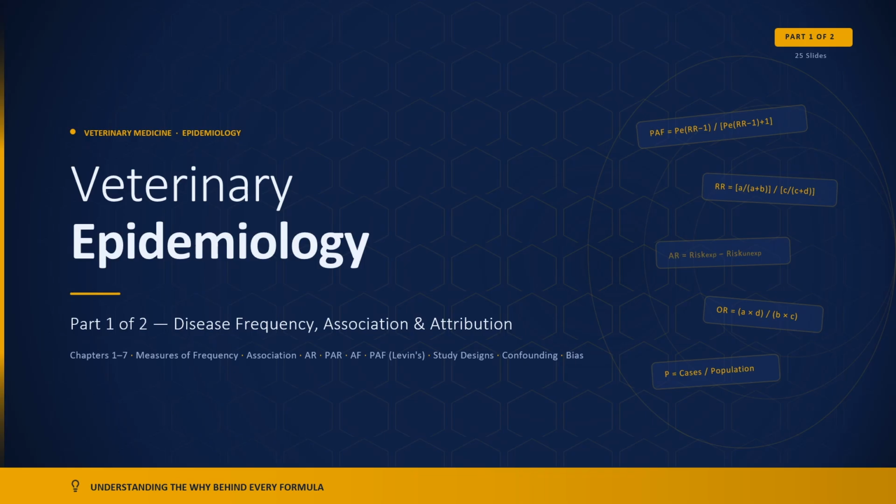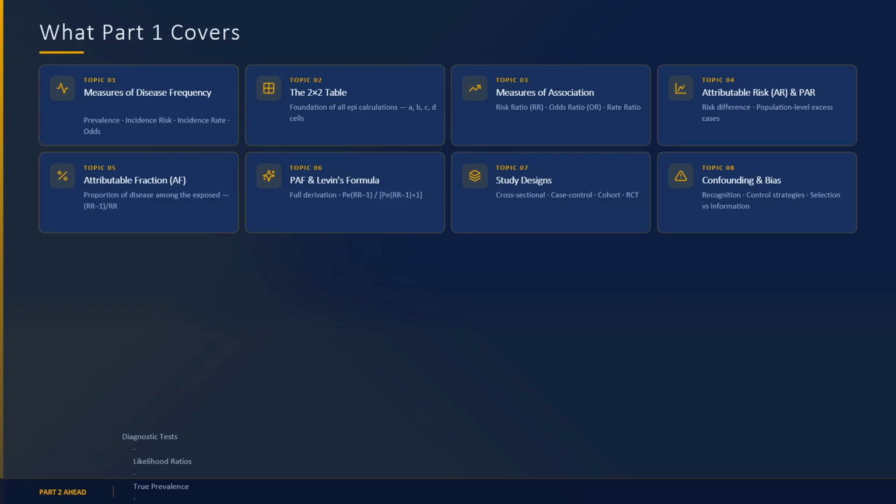Part 1 covers measures of disease frequency, association, attribution, study designs, confounding, and bias. Part 2 picks up diagnostic testing, likelihood ratios, and sampling. If you leave today able to reconstruct Levin's formula from scratch rather than recall it, you're in very good shape. Let's get started. Let me orient you to the roadmap so you know exactly where we're headed.